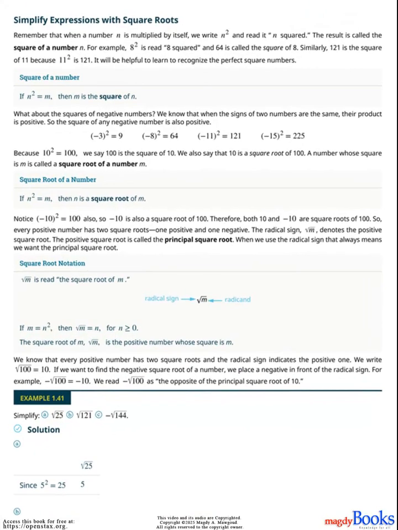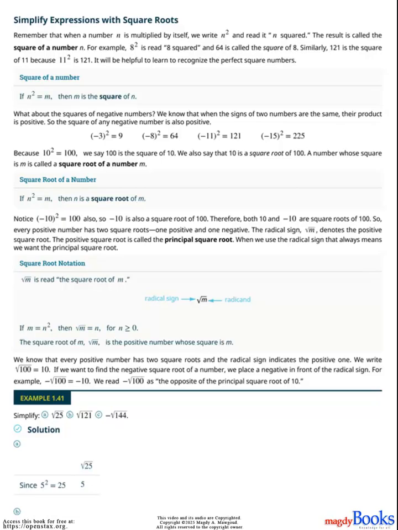1.4.5. Simplify expressions with square roots. Remember that when a number, n, is multiplied by itself, we write n squared and read it "n squared." The result is called the square of a number n. For example, 8 squared is read "8 squared," and 64 is called the square of 8. Similarly, 121 is the square of 11, because 11 squared is 121.